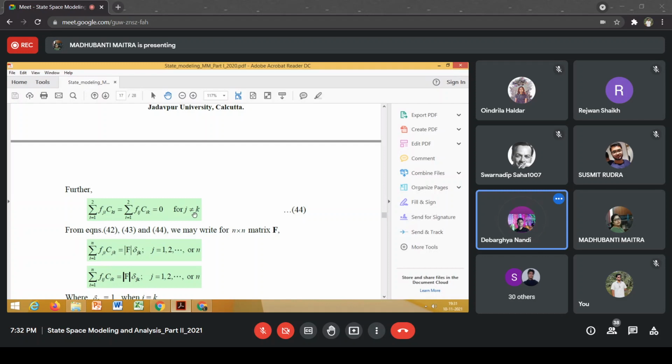Done, ma'am. Under this condition, if j is not equal to k, yes ma'am, this summation will be equal to 0.